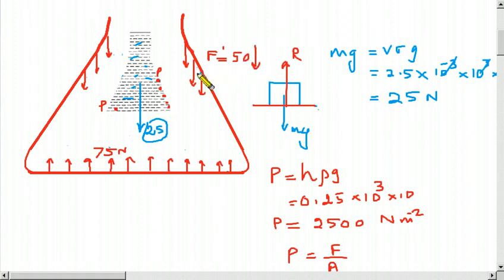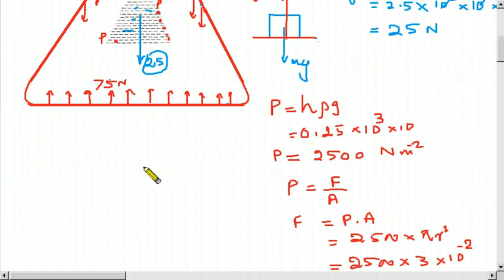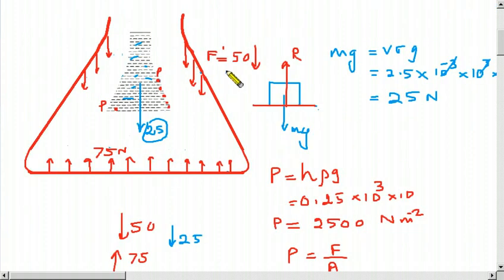Then what happens? Totally the glass gives 25 upwards, because 75 is given upwards from the bottom, and from the side surfaces 50 is given downwards. So 50 is given downwards, 75 is given upwards from the bottom. But we need to balance the amount of water. So water gives 25. So to balance it, this 50 must be there.